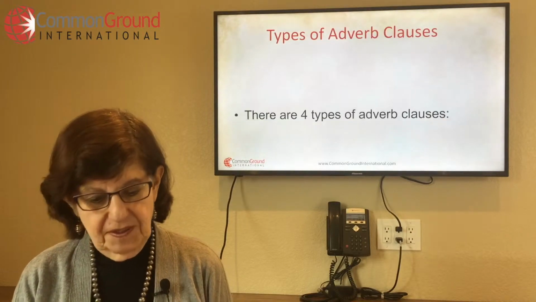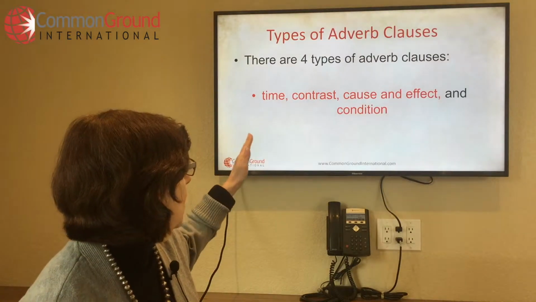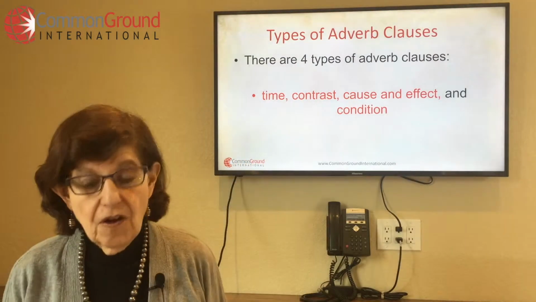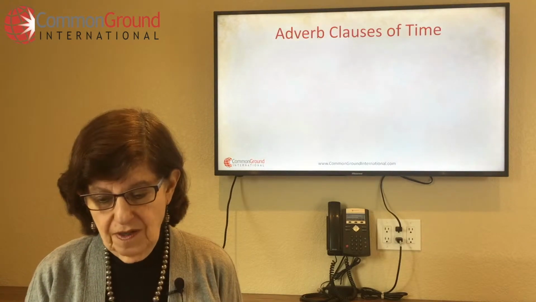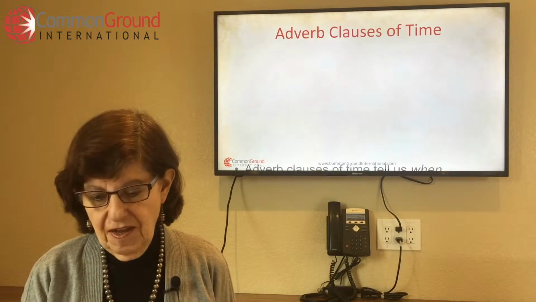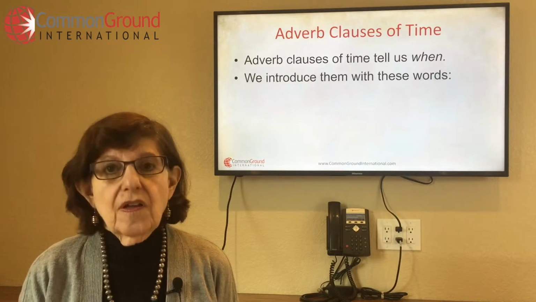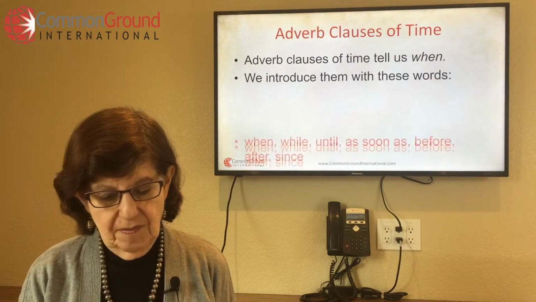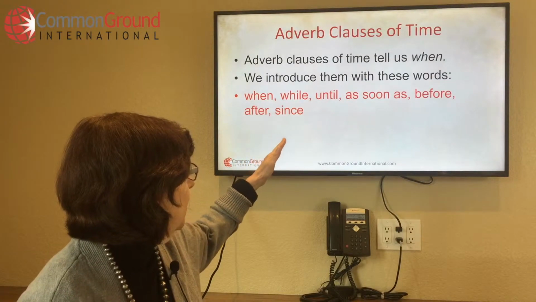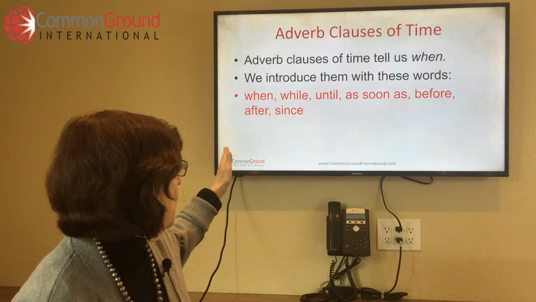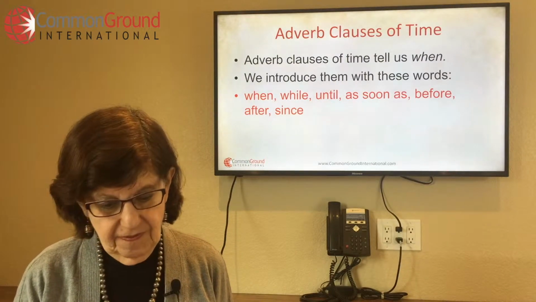There are 4 types of adverb clauses. There are adverb clauses of time, of contrast, of cause and effect, and of condition. We're going to look at each one. Let's look at adverb clauses of time. They tell us when something happened. There are certain words we use to introduce them. When, while, until, as soon as, before, after, since. All of these words give us a sense of time.